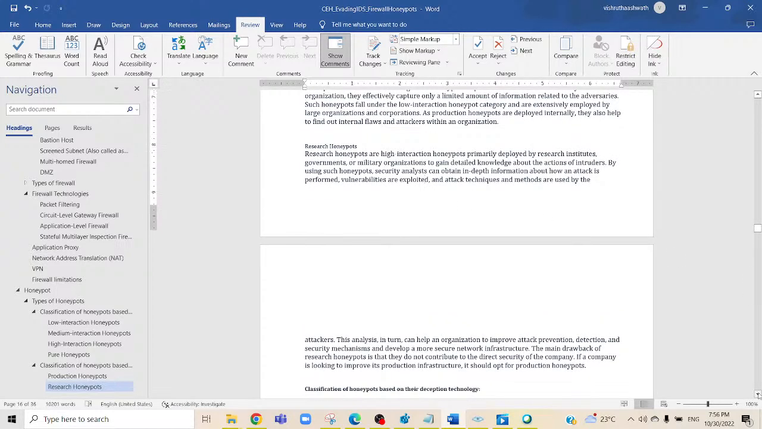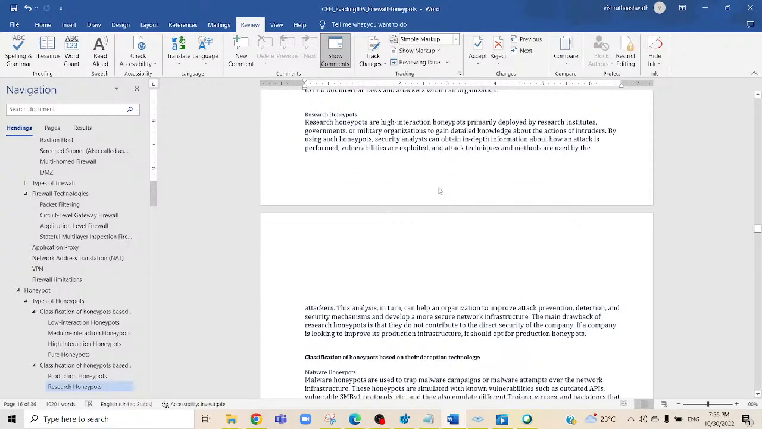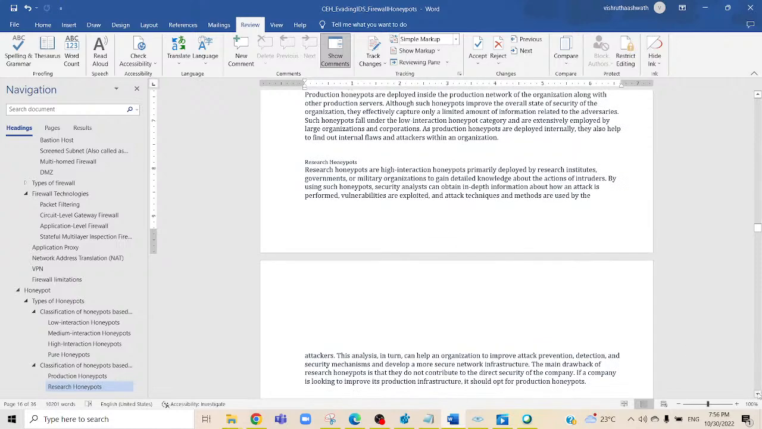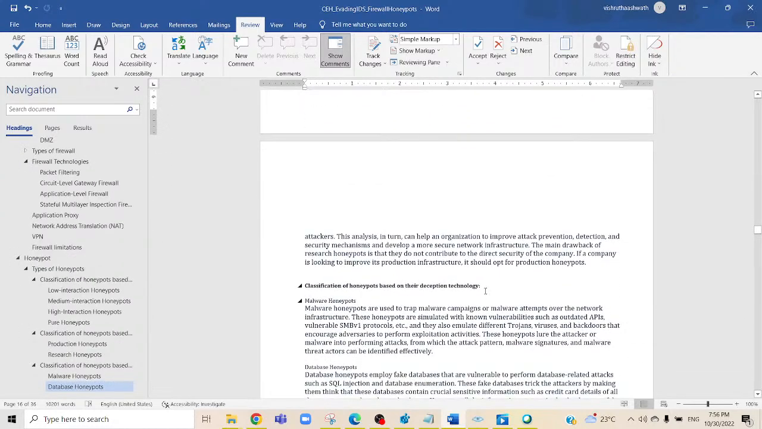So using this, analysts can get the information about how the attack is performed, what kind of vulnerabilities are exploited, and what kind of attack techniques the attackers are using, etc. This analysis in turn can help an organization to improve attack prevention, detection, and security mechanisms and develop a more secure network infrastructure.